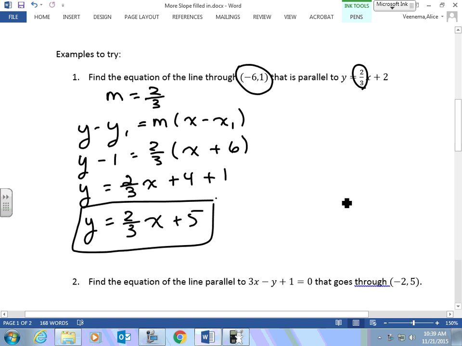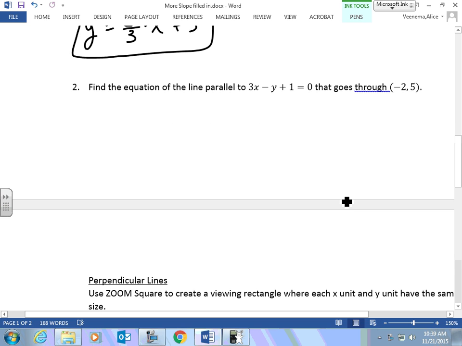Similarly, in the second example, we can find the equation of a line that's parallel to 3x minus y plus 1 equals 0, and that goes through -2, 5. So we need to do some rearranging of this equation in order to find its slope. We want to get the y by itself on the left side. So we'll leave the -y on the left, and we'll subtract 3x from both sides, and we'll subtract 1 from both sides, and then we'll multiply everything by -1 to get a positive y. So y equals 3x plus 1.